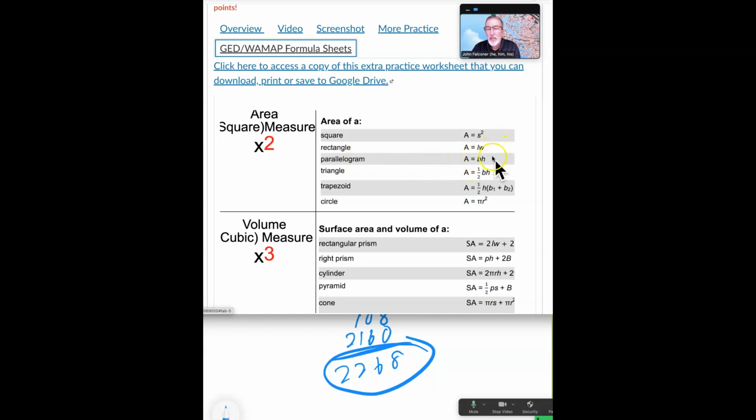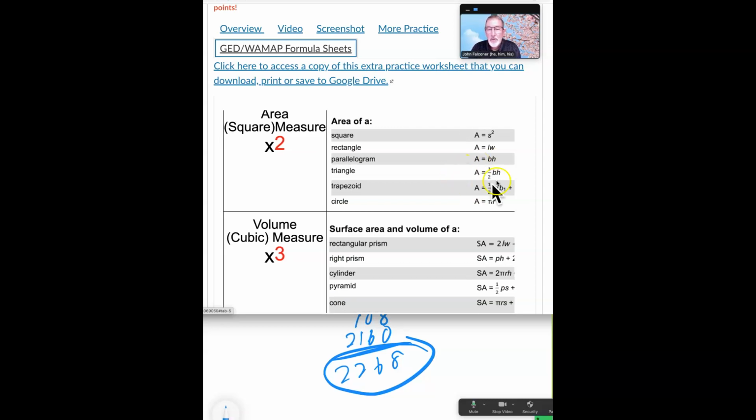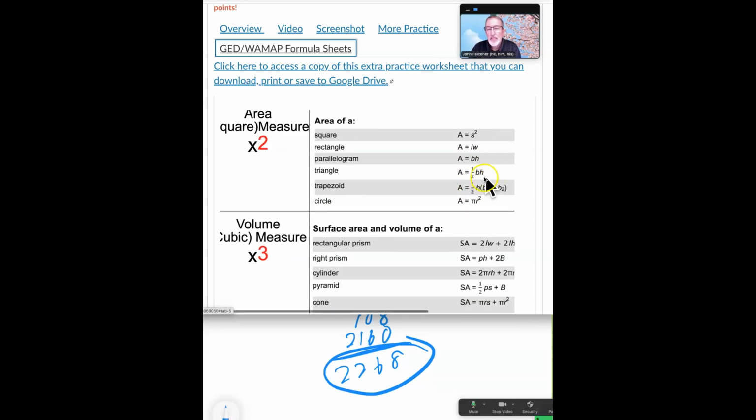Parallelogram, you got to create your own right angle, which just happens when you choose the base and then draw at a right angle, straight up from that to the other side, you got the height. Triangle is also going to be the equivalent square, but only half of that. So triangle, you got to take half because a triangle is only half of the area of the equivalent square.